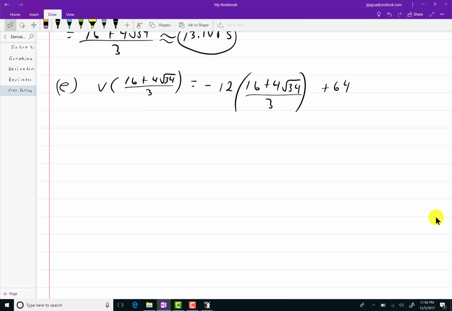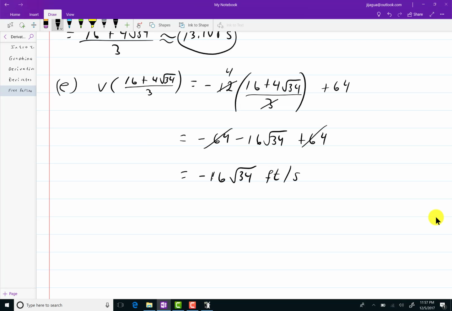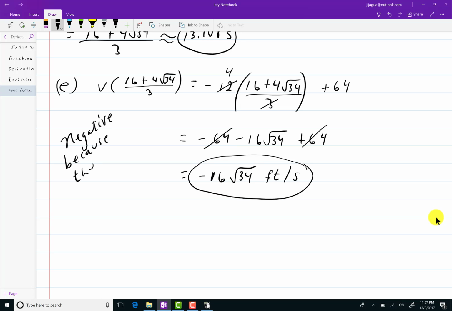The reason why I said it wasn't that bad is because when I do this, the 3 cancels with the 12. I'll make that a 4. And when I multiply the negative 4 through, I get negative 64 minus 16 radical 34 plus 64. The negative and positive 64's cancel, and we are going negative 16 radical 34 feet per second the moment they hit the ground. Important question here is, why is that a negative number? Negative because it's going downward. Because the object is falling.